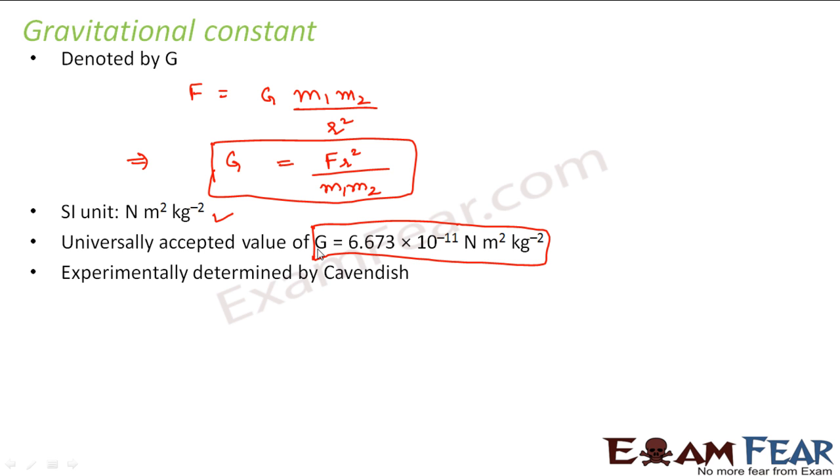How did he perform the experiment? You will study that experiment to determine the value of G in detail in your class 11. In 11th also you are going to study the same lesson named gravitation, but there you will study everything in a little more detail. Right now you are just starting with gravitation, so you are given an overview of what gravitation is, what causes gravitation, and what the universal law of gravitation is. We are not going into much detail, but in your higher classes you will study everything in more detail.